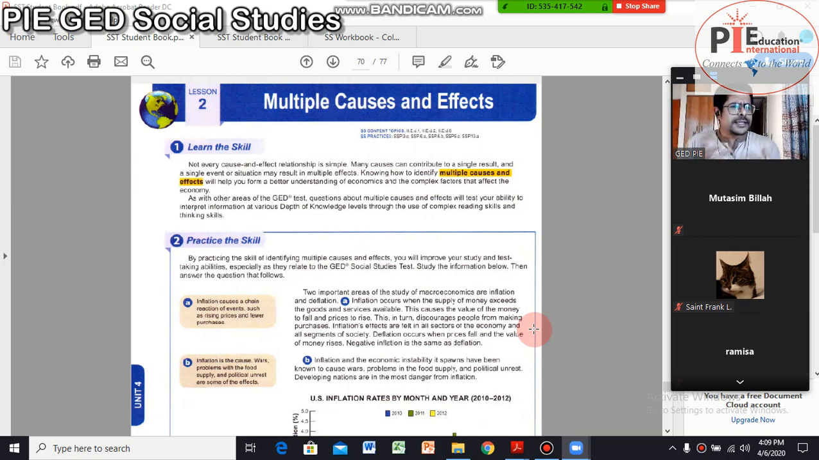Now, why does inflation happen? We now know what inflation is. The next thing is, why does it happen? It happens because of a number of reasons. Mainly, the demand for currency can go down or go up, and the demand for goods and services can fall down.